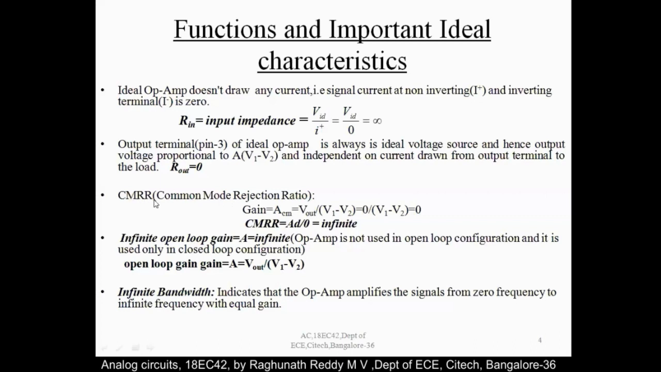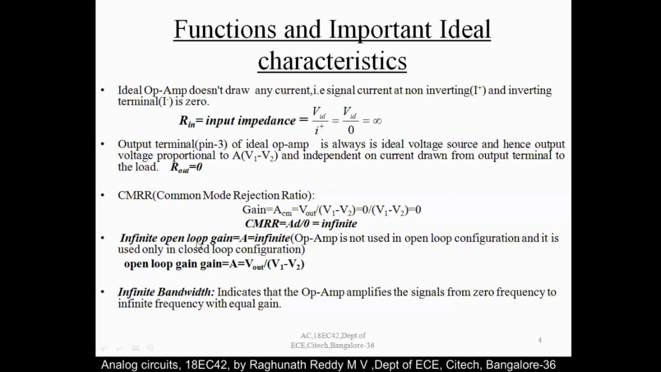Next, common mode rejection ratio. It is nothing but AD by ACM. AD is the differential gain, ACM is the common mode gain. Common mode gain equals V out divided by the common mode voltage. If you apply a common voltage, the common mode gain is 0, so that CMRR equals AD by ACM, which is AD by 0, so that it is infinite.